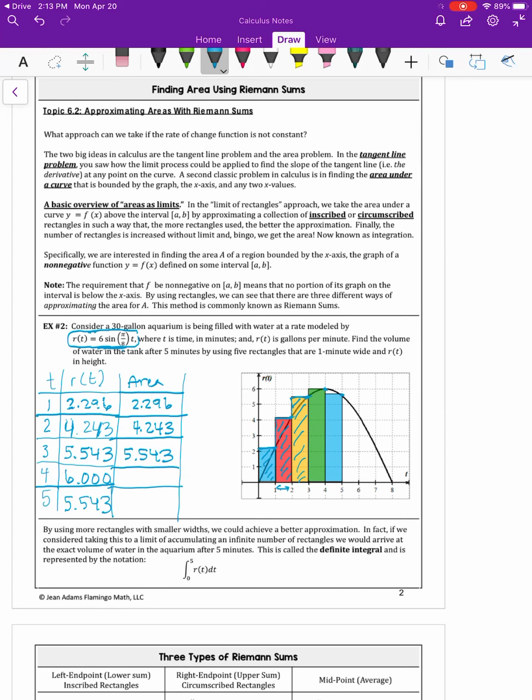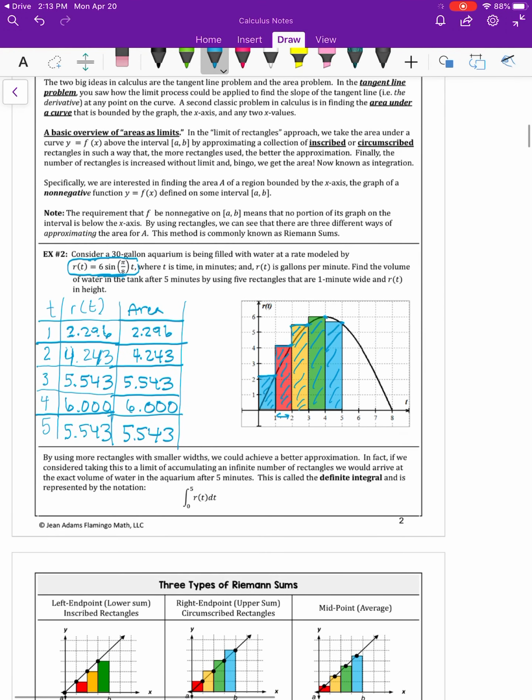And then you're going to do the same thing here. Take it, move it across, and then calculate this area. And again, the length is 1 times the y value, 5.543. Next one, 1 times 6 is 6, and 1 times 5.543 is 5.543. And now you've got an estimation for the area under the curve.